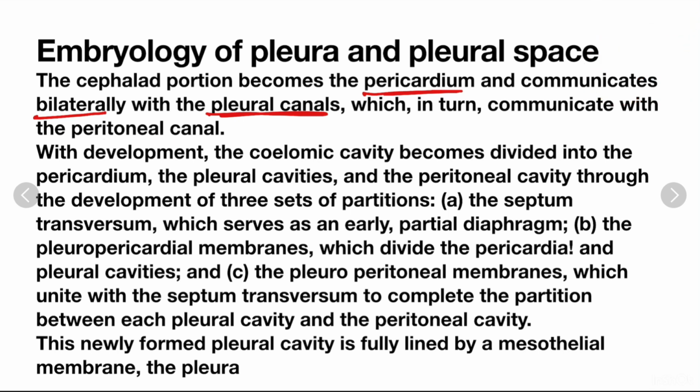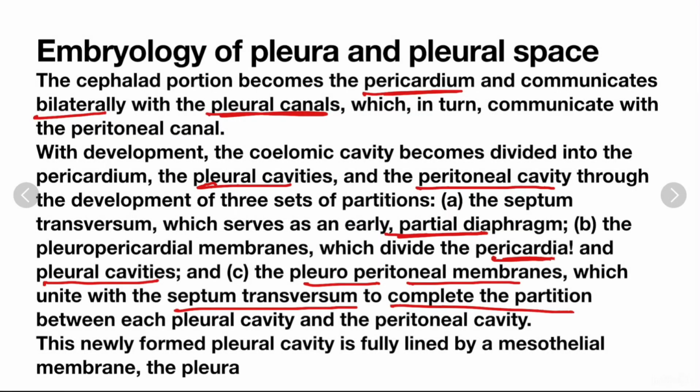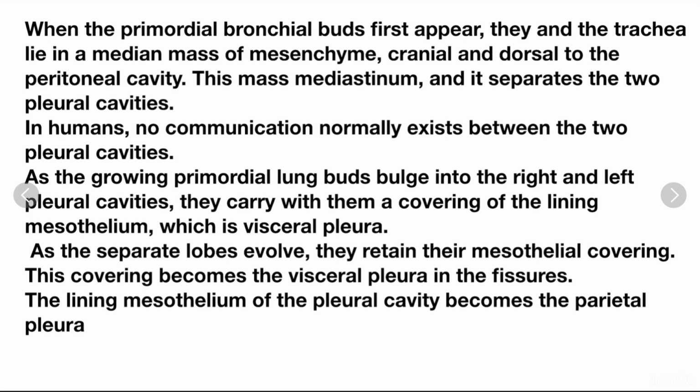With development, the coelomic cavity becomes divided into pericardium, pleural cavities, and peritoneal cavities through the development of three sets of partitions. So, what are those partitions? The septum transversum, which serves as an early partial diaphragm, the pericardial membrane, which divides the pericardium and the pleural cavity, and the pleuroperitoneal membrane, which unites with the septum transversum to complete the partition between each pleural cavity and the peritoneal cavity. This newly formed pleural cavity is fully lined with mesothelial membrane, which is known as pleura.